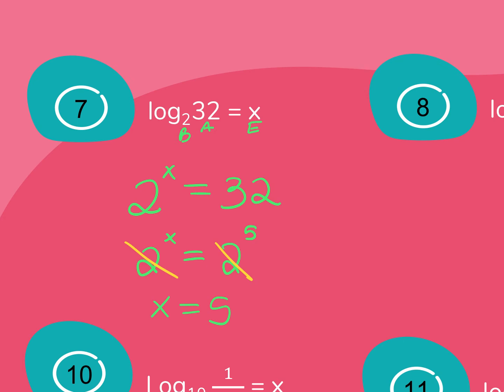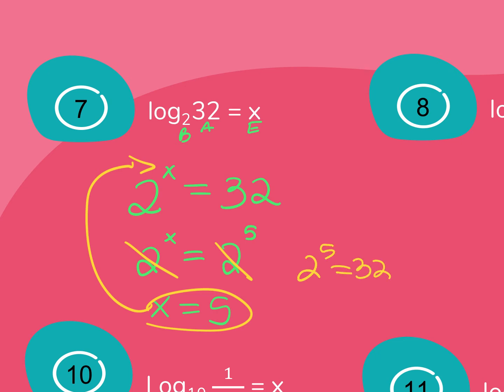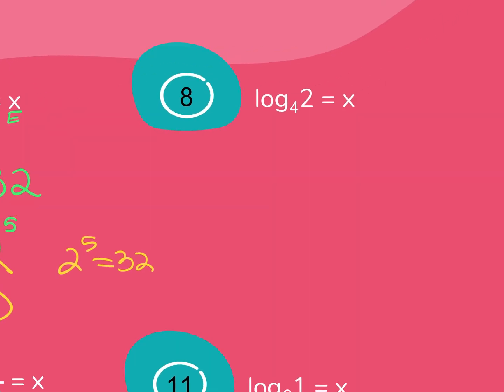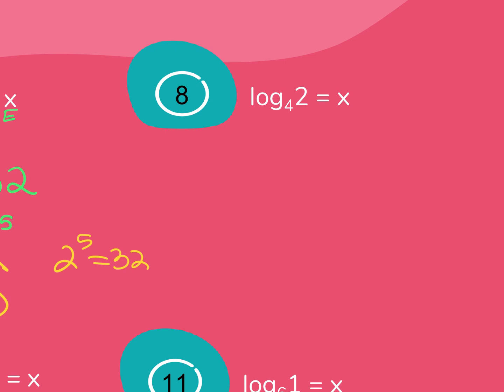Now, what you can do here is once you get this answer, you can take it and plug it in. If 2 to the 5th power did not equal 32, then you did something wrong. Let's try the next one. Again, we're going to transform it into exponential. This one, again, it's spelling BAE. So 4 to the x power equals 2.